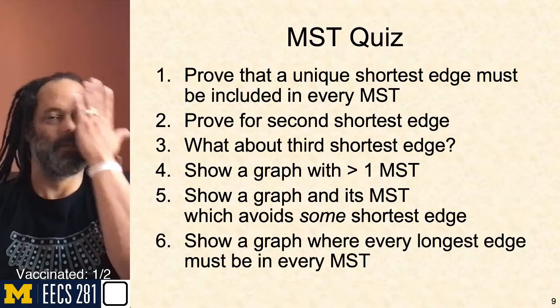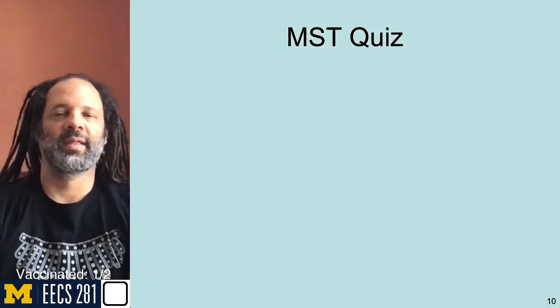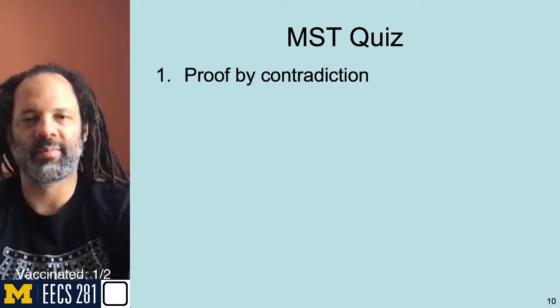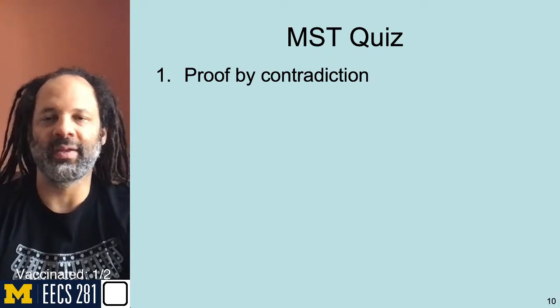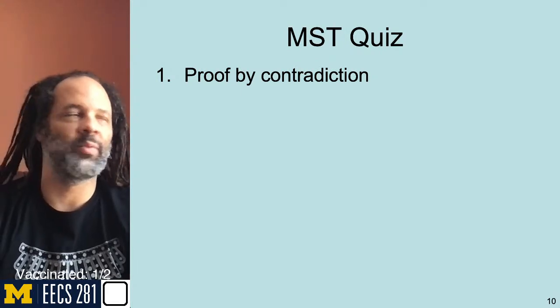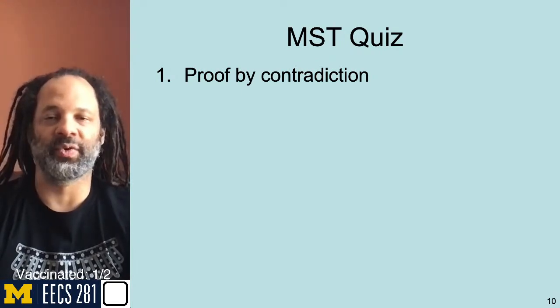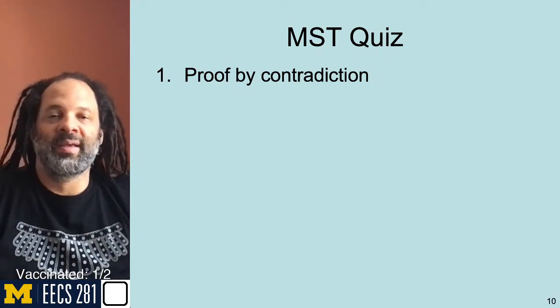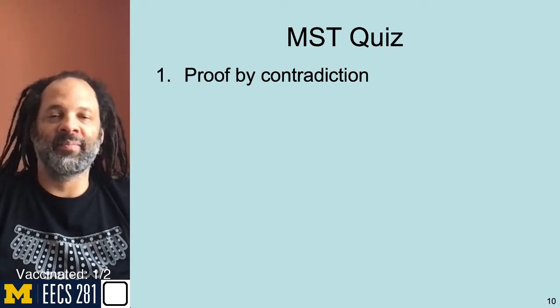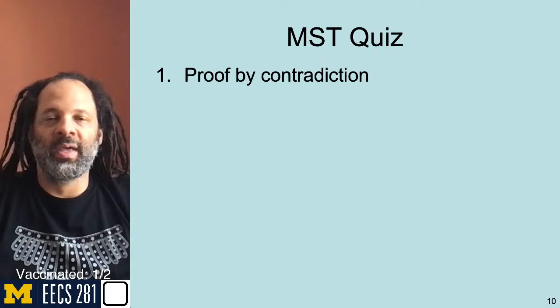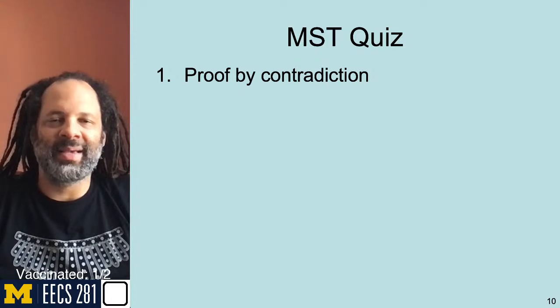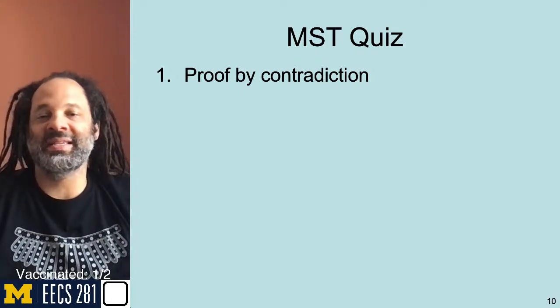All right, so how do we prove that a unique shortest edge must be in there? If you said proof by contradiction, you nailed it. So how do we prove by contradiction? We assume that what we're trying to prove is not true. Then we work our way back around to a contradiction, which then means that what we assumed at the beginning must not be possible. So if we're trying to prove that a unique shortest edge must be in the MST, let's assume that it isn't.